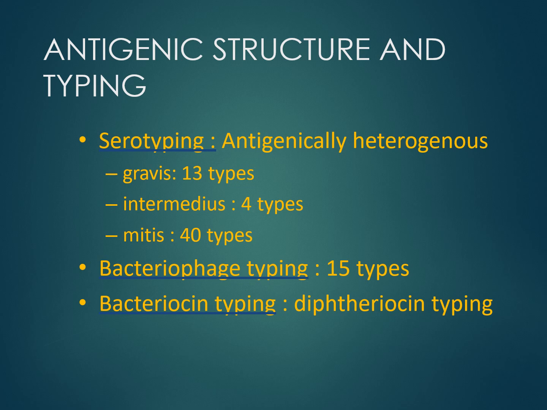Corynebacterium diphtheriae gravis is further subdivided into 13 serotypes, whereas Corynebacterium diphtheriae intermedius is divided into 4 types, and Corynebacterium diphtheriae mitis is classified into 40 types. Based on bacteriophage typing it is classified into 15 types, whereas based on bacteriocin typing it is classified into one, that is the diphtheriocin typing.